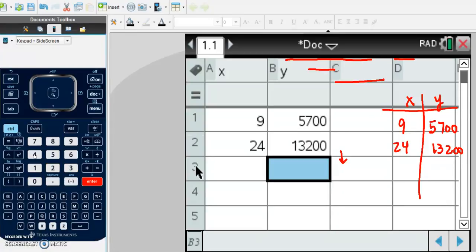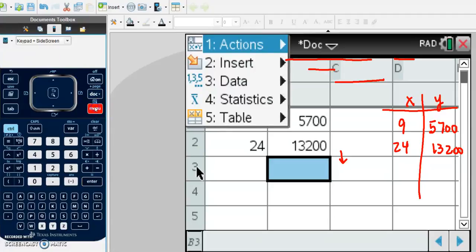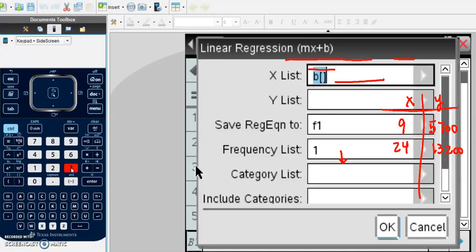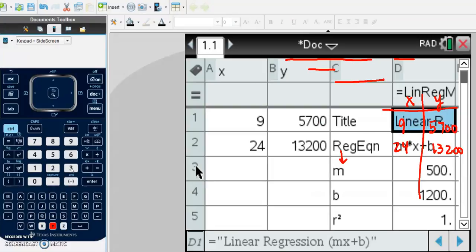From there, I'm going to go to Menu, and then 4 for Statistics, 1 for Stat Calculations, and then I need 3 for Linear Regression, where it's MX plus B. And then I'll type X for my X list, Y for my Y list, and then Enter. Okay, and hopefully you can see this through all my other writing. My M is 500 and my B is 1200. So that means we should have the equation Y equals 500X plus 1200.